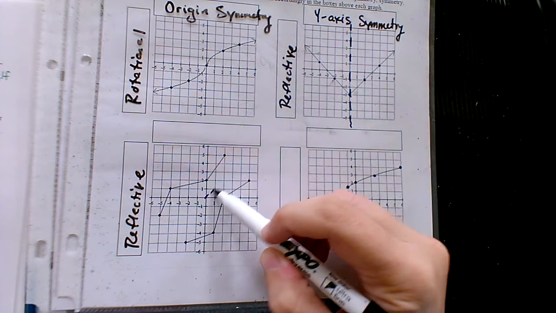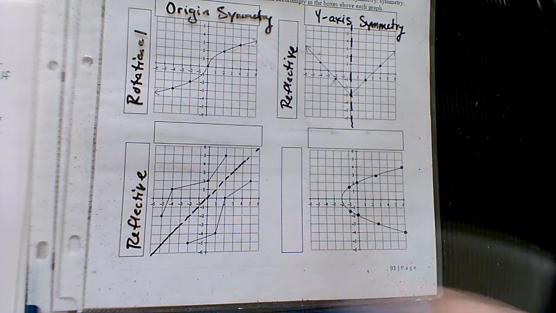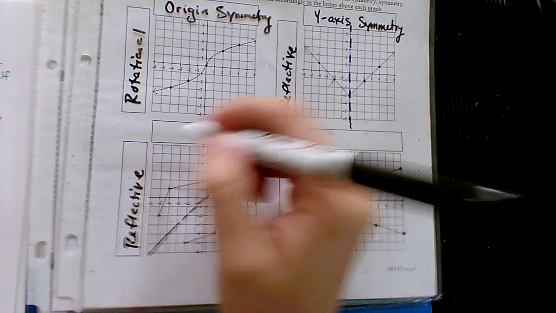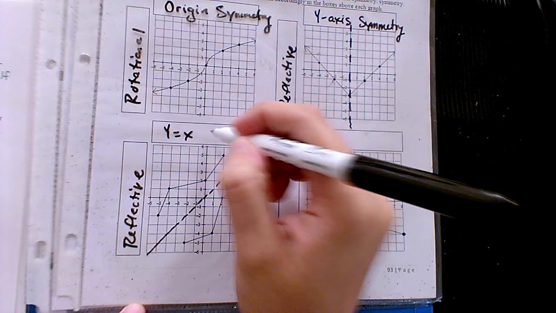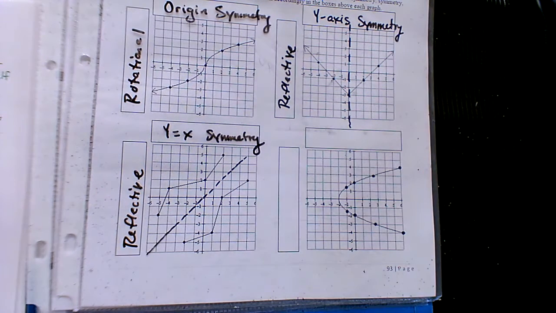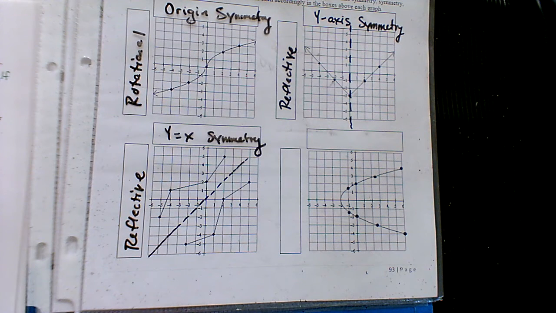Okay, so this perfectly diagonal line goes through the origin, slope of 1. I like that. Can we figure out the equation of that line? If it has a slope of 1 and goes through the origin. Y equals mx plus b? Yeah. Y equals x. Okay, so y equals x symmetry. So reflective was just the idea that we have a line somewhere where we can fold it, but then we can get a little bit more specific on what that line actually is.